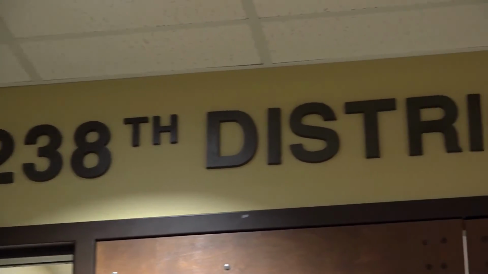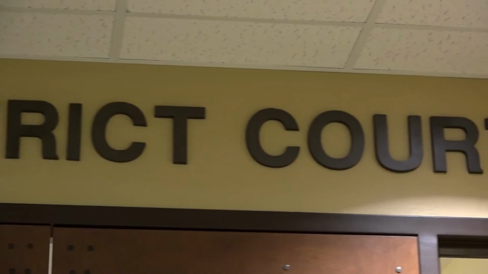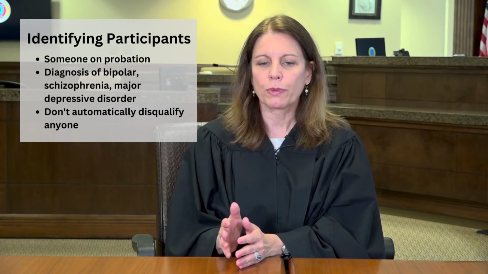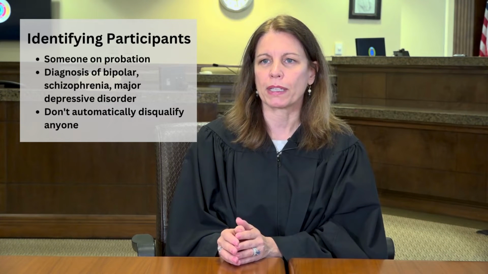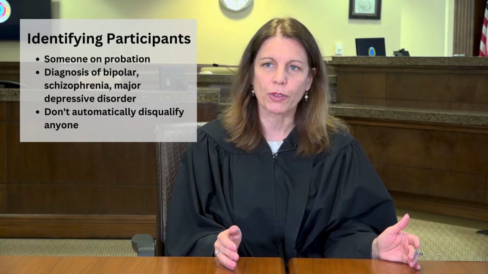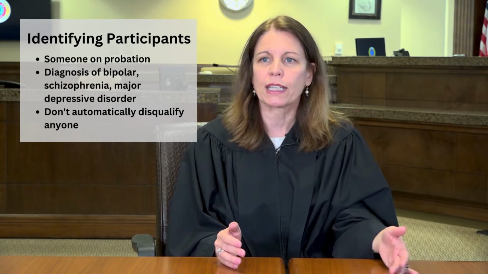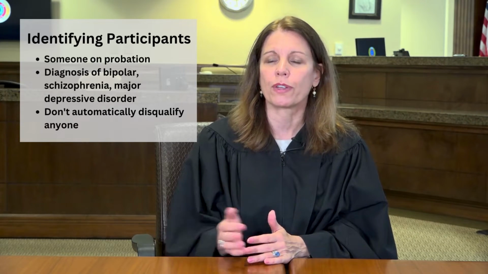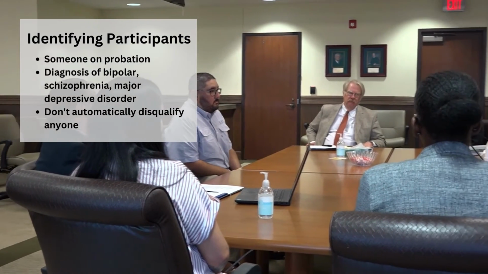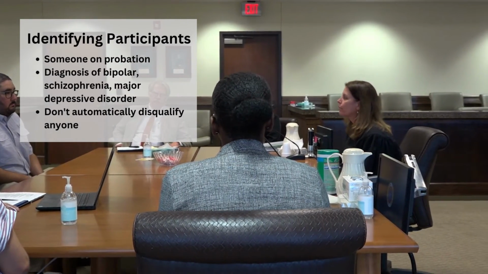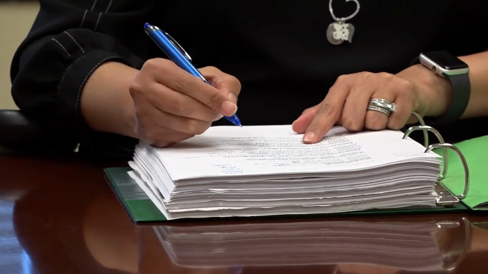You have somebody on probation, they have a diagnosis of bipolar, schizophrenia or major depressive disorder. Well, you want to make sure that they're in mental health treatment. So you can say, okay, let's go over to the mental health authority and let's get you screened. They'll give you a letter as to whether or not you have one of those diagnoses, and then if you do, they'll give you an appointment to see a doctor so you can get your medication. Those are the people that you need to identify.